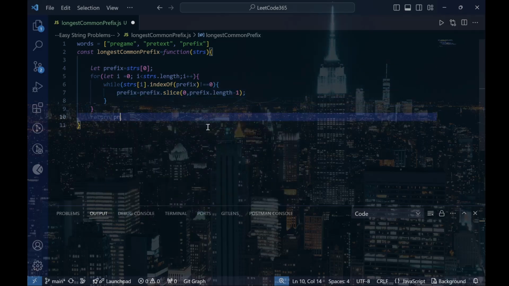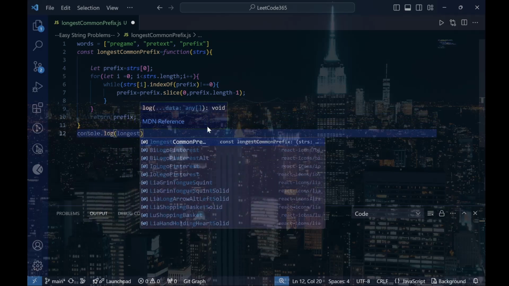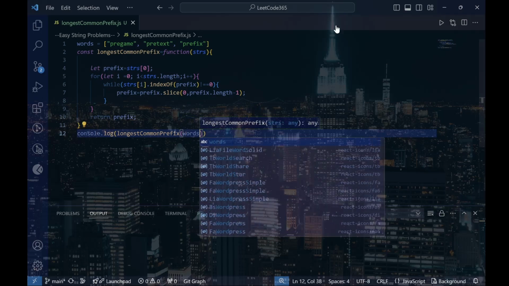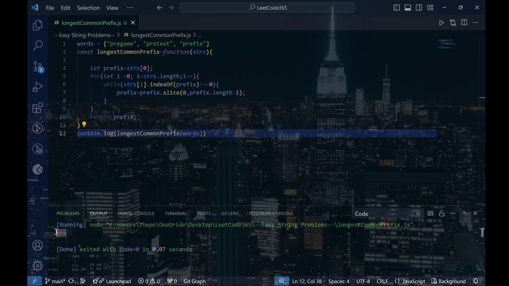And if it still does not equal, then we'll remove another letter until we find the longest common prefix. And there it is. The longest common prefix is "pre".